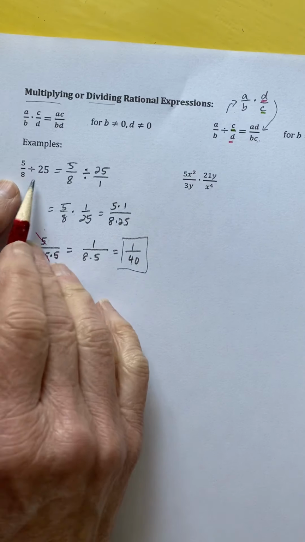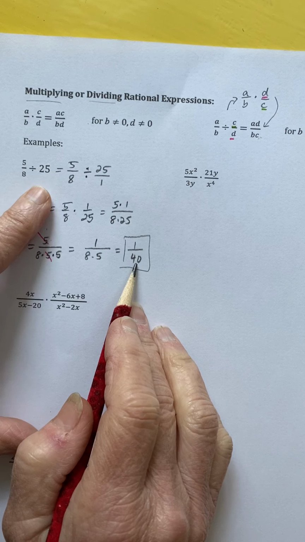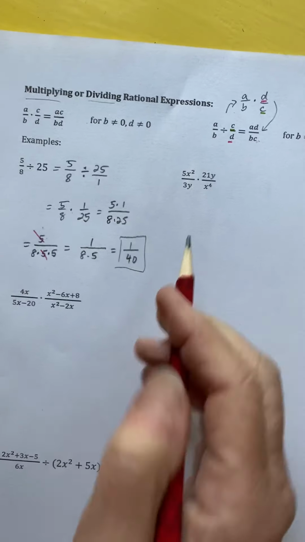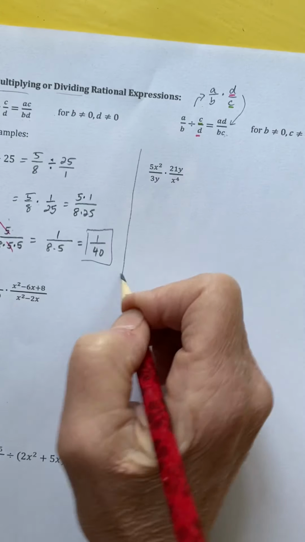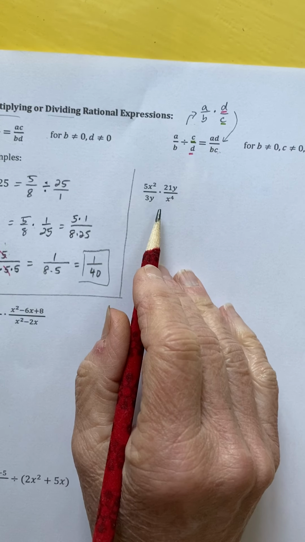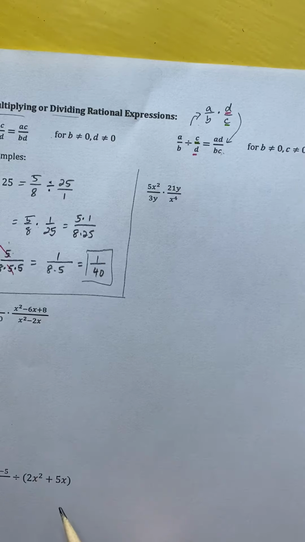What that means, by the way, just remember what division really means: if you multiplied 1 over 40 times 25, you would get 5/8. That's dividing 5/8 into 25 equal parts. Okay, that's that problem. Now let's look at the next one. It's a little more complicated. We've got variables. Notice there's no plus or minus signs here, unlike these later ones.